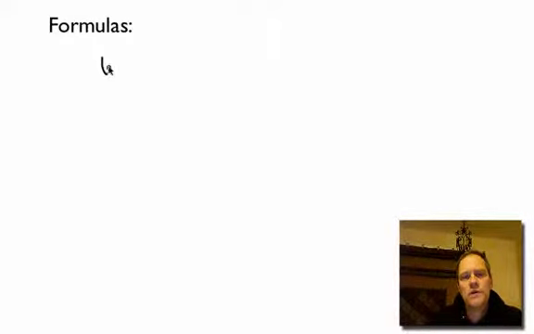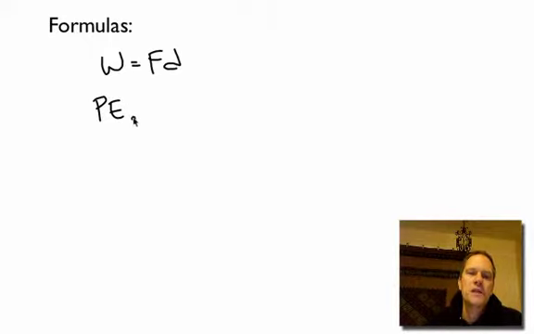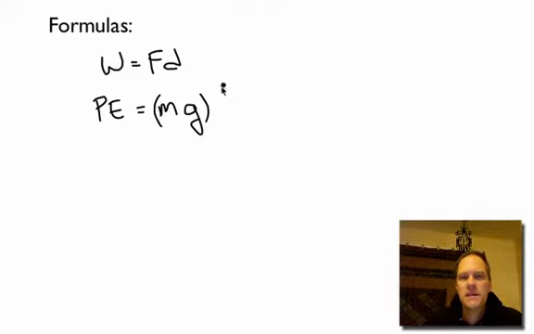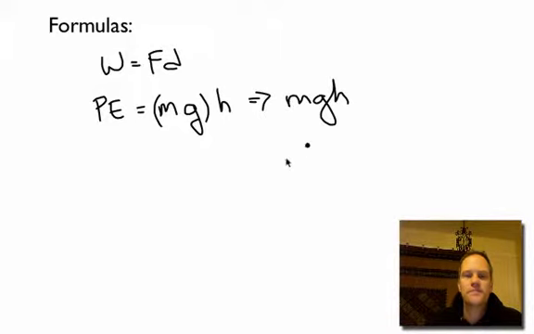Remember that work is force times distance, and now we're going to take a look at what potential energy is. If you do work on something, it will change its potential energy. So the potential energy is equal to mass times gravity. And if you remember, mass times gravity is a force, times a height, h, or d. So we're going to use potential energy then really as mgh, where m is mass.